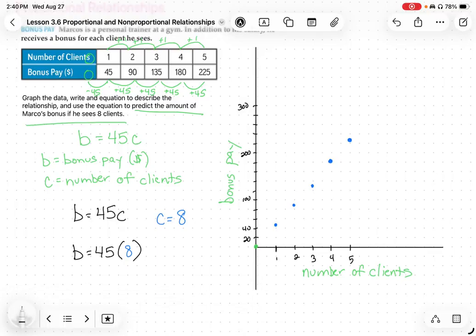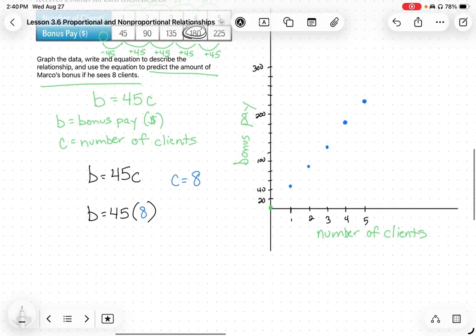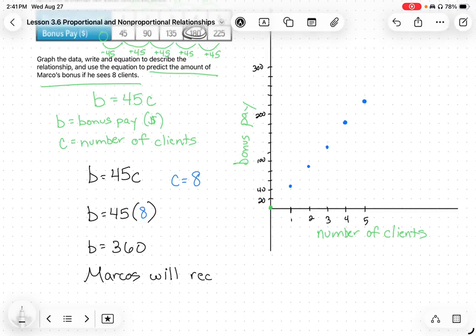Well, I know 45 times 4 is 180 because the table tells me that. So 45 times 8 must be twice that much. So 360. So what does this mean? Marcos will receive a bonus of $360 for 8 clients. There we go. So we took our table, we did a graph, we used the graph to write an equation, and then we used the equation to make a prediction.